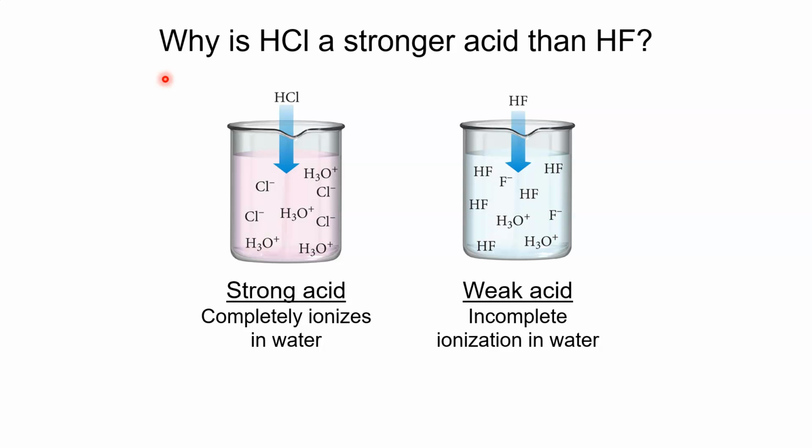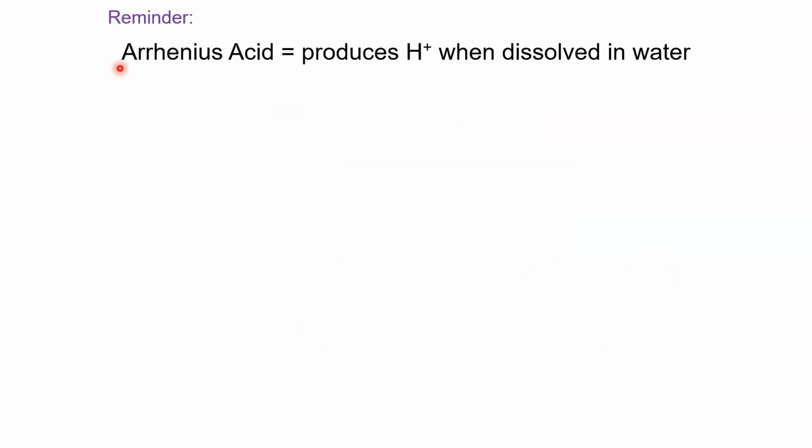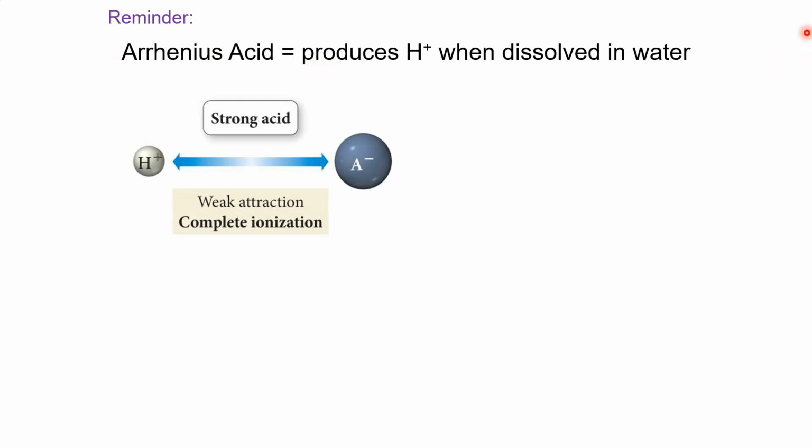So I've told you that we call HCl a stronger acid than HF because it fully ionizes in water and this one doesn't. But what is the chemistry that explains this behavior? I want to remind you really quickly that I'm using the Arrhenius acid definition, where it produces protons when dissolved in water. With a strong acid, there's a weak attraction between the conjugate base and that proton. The H+ is not very tightly bound to its conjugate base. This is a weak interaction, and so it's very easy for it to completely ionize.